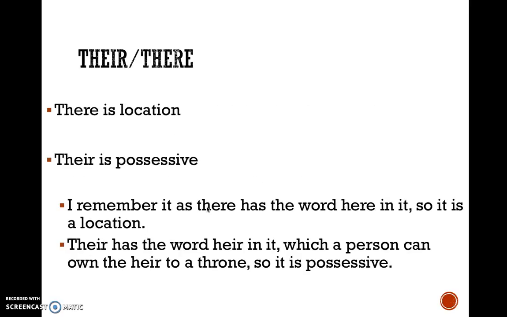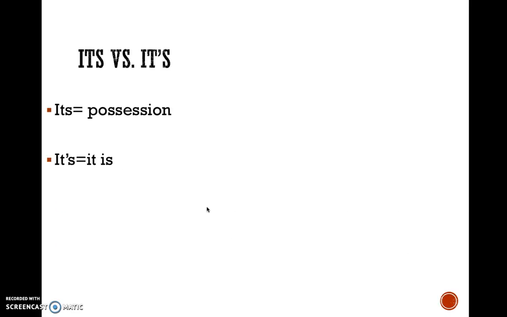Okay. Now, there versus their. Maybe this is elementary, but this is a mistake I often see with my students. There, T-H-E-R-E, is location, and T-H-E-I-R is possessive. So this is how I remember it. I remember it as there has the word here in it, so it is a location. Right? And then the other one, T-H-E-I-R, has the word heir in it, which a person can own the heir to a throne, so it is possessive. Right? And that may seem pretty simple, but that's how I remember it.